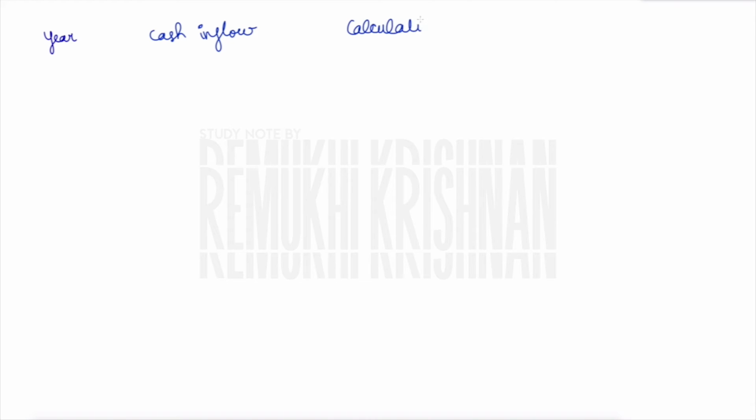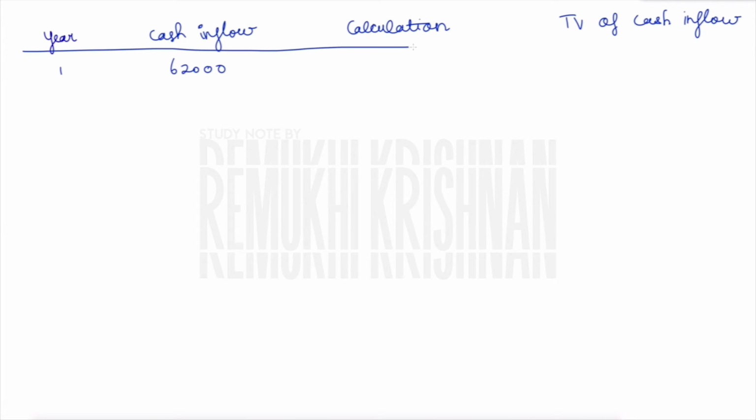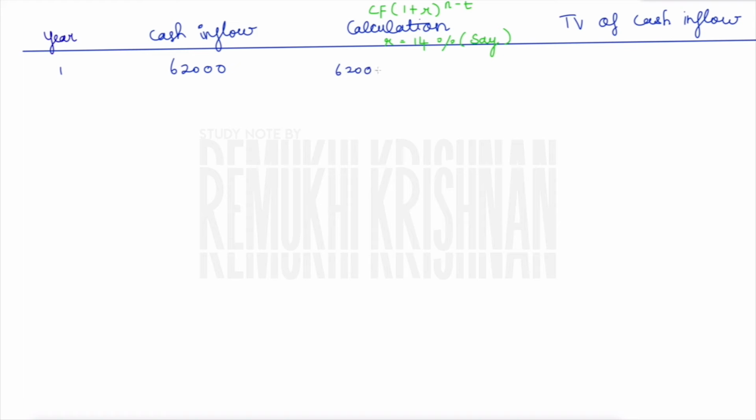Okay, let us write the format here: year, cash inflows, calculation part, and here we arrive at the terminal value of cash inflows. So in year 1, your cash inflow for project A is 62,000. In the calculation part, I am writing the formula of the terminal value. I am taking this reinvestment rate to be 14%, since it is not given in the question. I am just assuming it is going to be 14%. By substituting all these values in the formula, where this 4 is the number of years over which the cash flows happen from the project, the answer I am getting is 91,886.